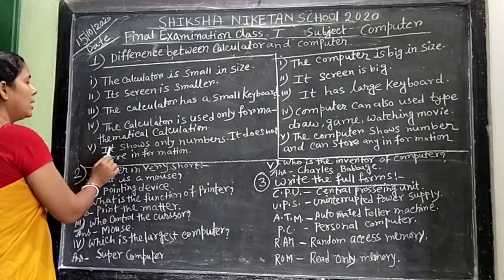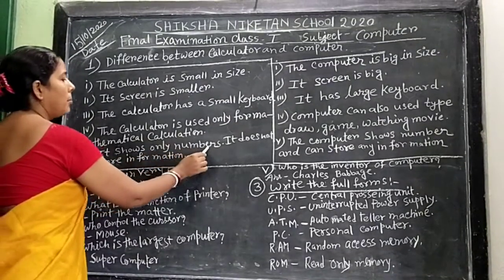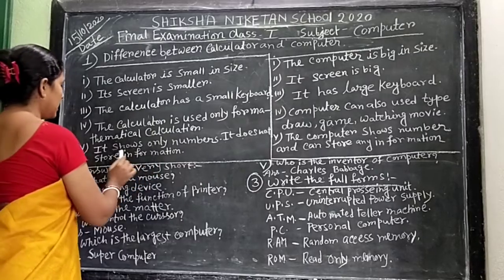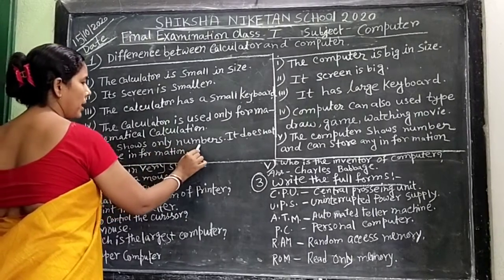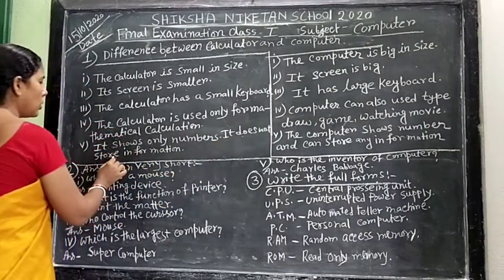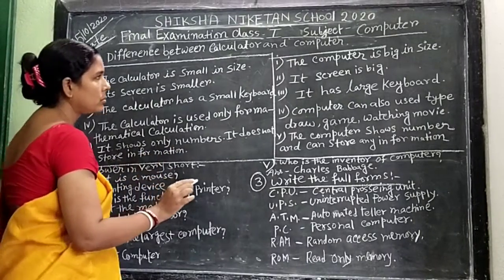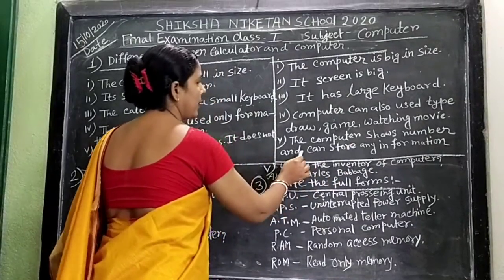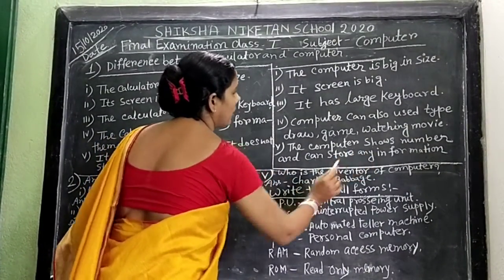Number 5. It stores only numbers. It does not store information. But the computer shows numbers and can store any information.